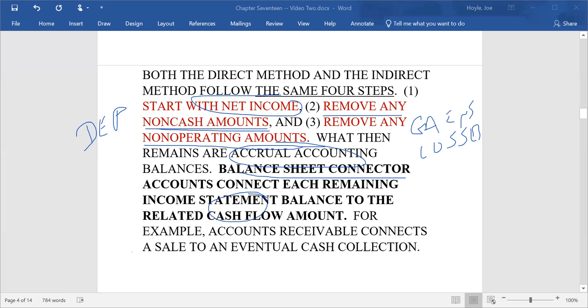So as we've done before, we might make a sale on Monday. It will be reported on the income statement on Monday.